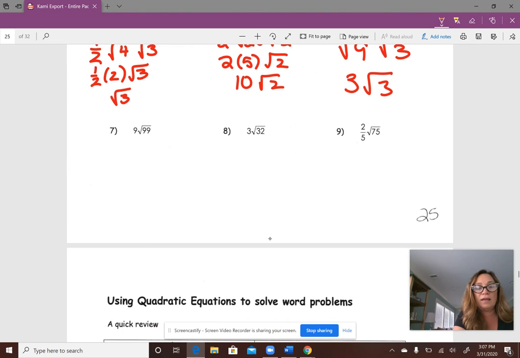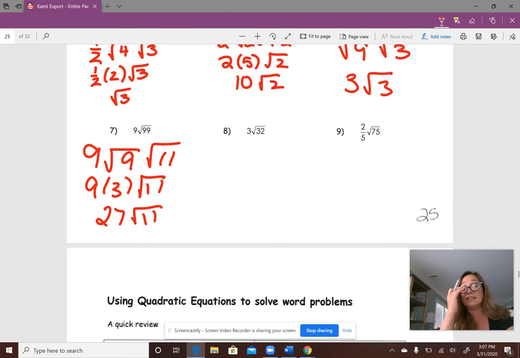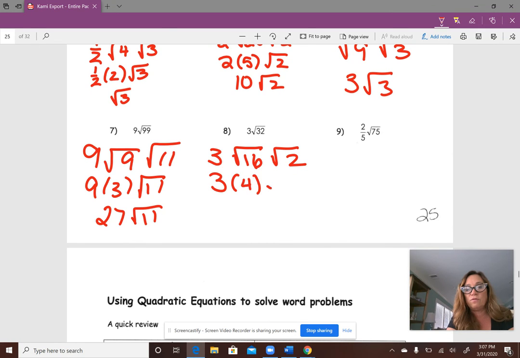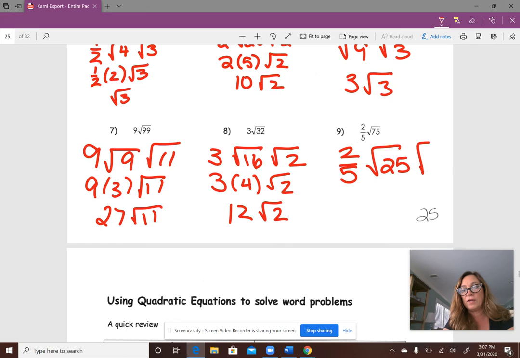For 7, 9's the coefficient, and I'm going to use 9 and 11. The square root of 9 is 3, so I get 27 radical 11. Again, that's an irrational number. So 8, 16 and 2, 3 times 4 radical 2, so 12 radical 2. Last one, 2/5, 25 and 3, 2/5 times 5 radical 3. So for number 9, 2/5 times 5, you end up with 2 radical 3.